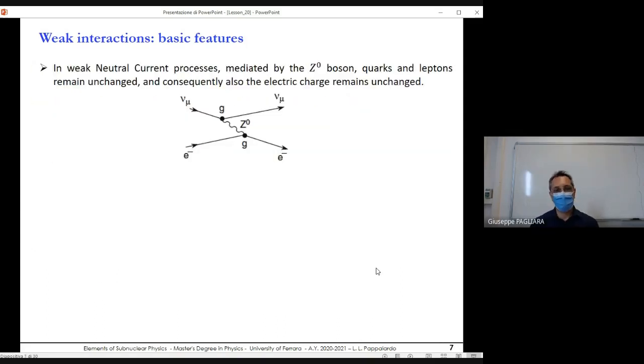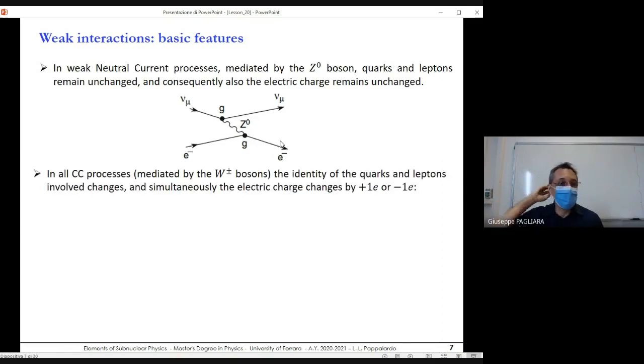Still a few words about weak interactions, now about the neutral current processes. These are mediated by the Z boson, as you see here in an example in the diagram. And when this happens, quarks and leptons remain unchanged. So this is an example of a neutrino-electron scattering mediated by neutral current. The neutrino remains a neutrino, the electron remains an electron. Okay? And also, consequently, the electric charge remains unchanged.